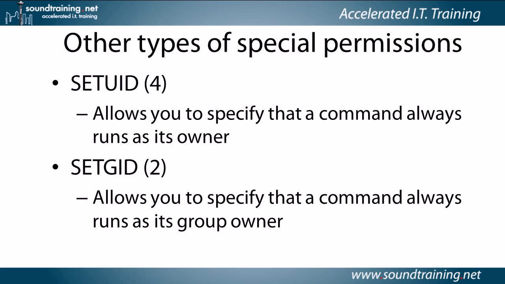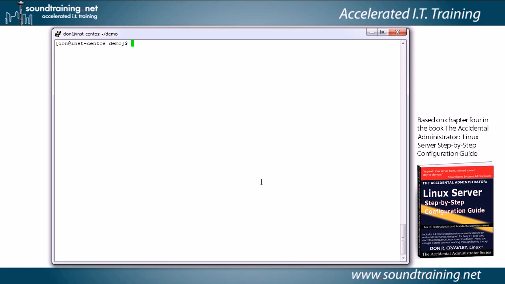The other two types of special permissions are set UID, which allows you to specify that a command always runs as its owner, and set GID, which allows you to specify that a command always runs as its group owner. These are kind of like the run as command in Windows. In order to set UID, we would use the number 4, and in order to set GID, we would use the number 2. Now let's just take a look at some examples of using octal or numeric permissions.